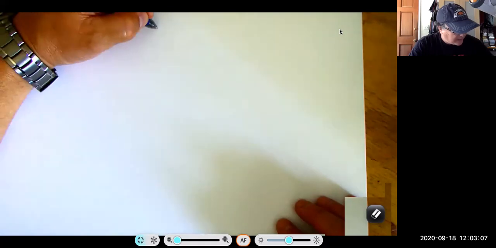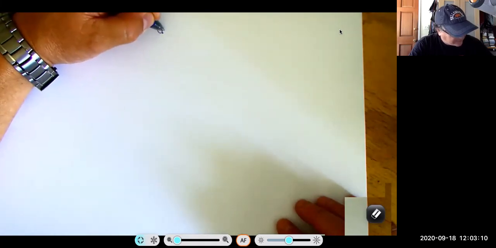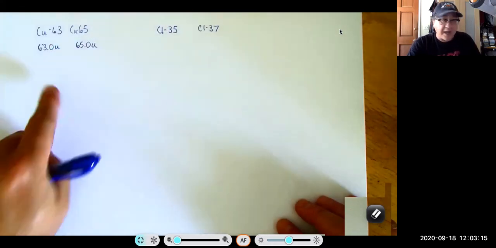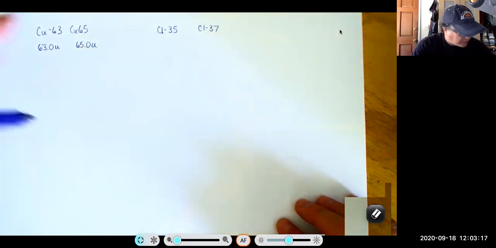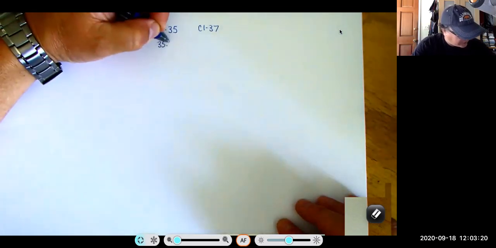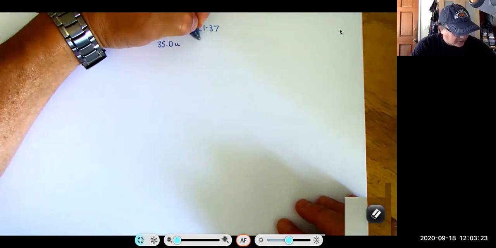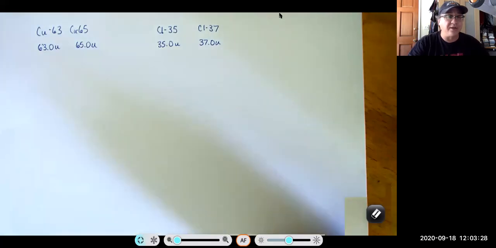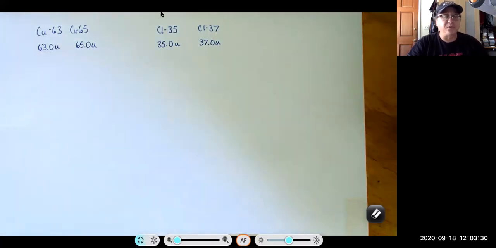Okay, for chlorine, we have chlorine 35 and chlorine 37. At this point, you should be able to tell me the mass of chlorine 35 as 35.0 U and 37 as 37.0 U. That's one of the reasons why the number is called the mass number: it is really close to the actual mass, or relative mass unit, I should say. It really is a whole number, which is the number of protons and neutrons.